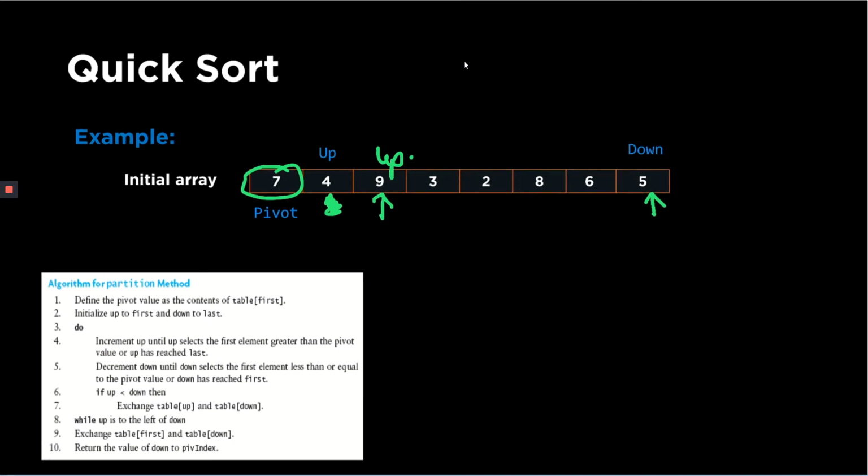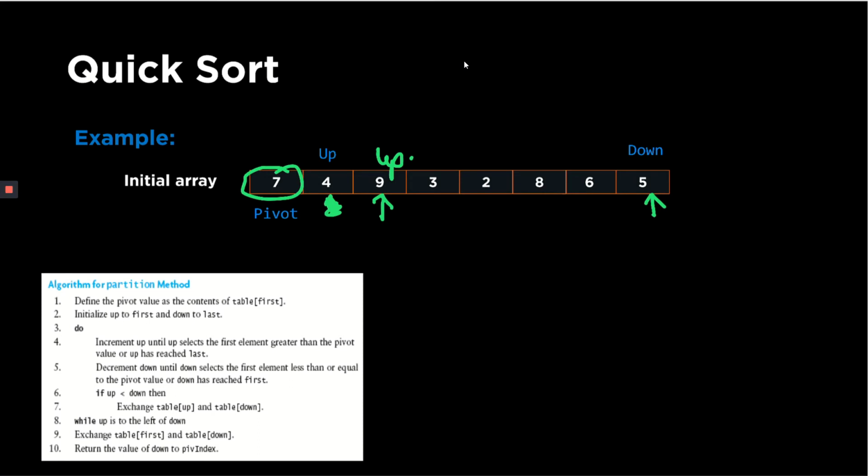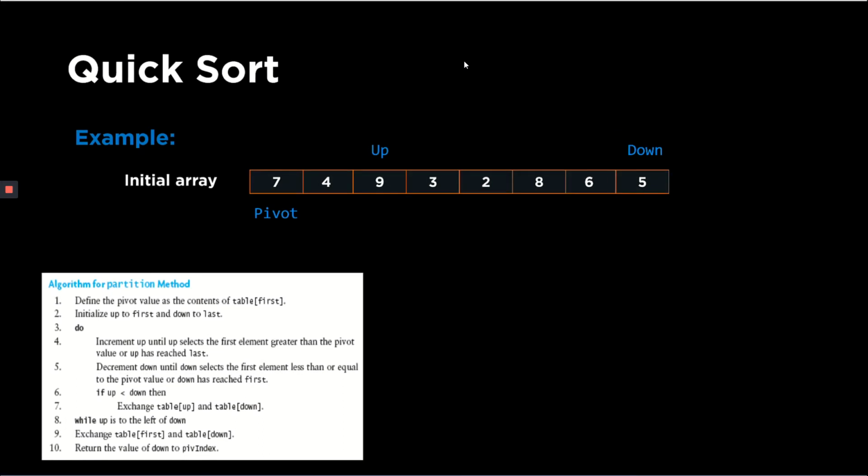Similarly, on the right hand side, we are going to do the opposite of what we did on the left. We are going to move the down pointer till we encounter an element that is smaller than the pivot. So in this case, 5 is already smaller than the pivot, so we stop right here. And now we are going to swap these two numbers. We have moved our up and down here and found the location, and now we are going to swap these, which is 5 and 9.